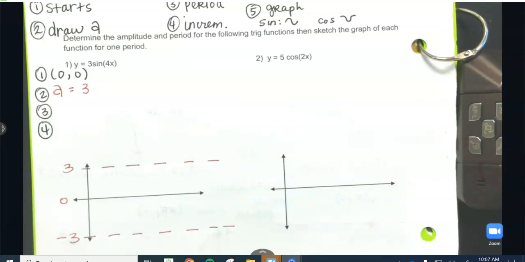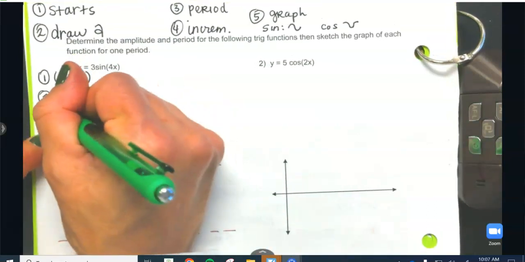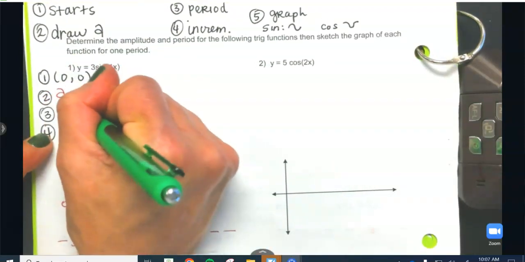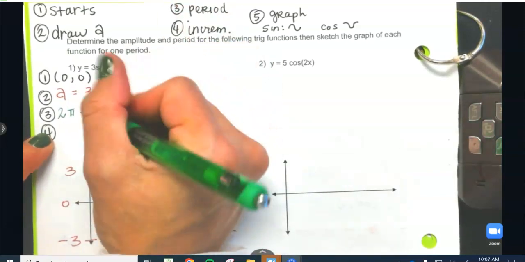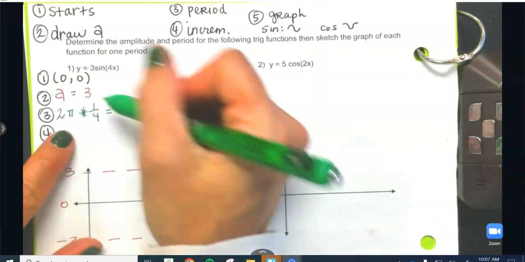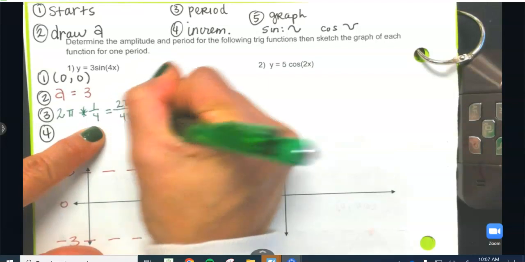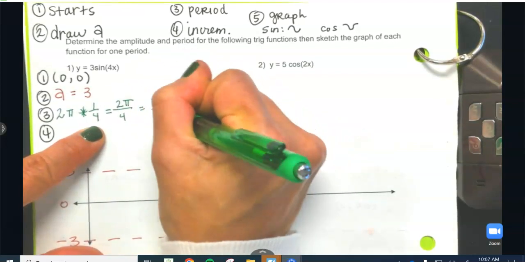Number 3 is to find the period. The period is going to be 2 pi unless you have a number in the parentheses, and you do. So it's not 2 pi. What is the period going to be? It's going to be 2 pi times the reciprocal of what's in there. So let's write 1/4. All right, so 2 pi times 1/4 is 2 pi over 4, which of course is pi over 2.